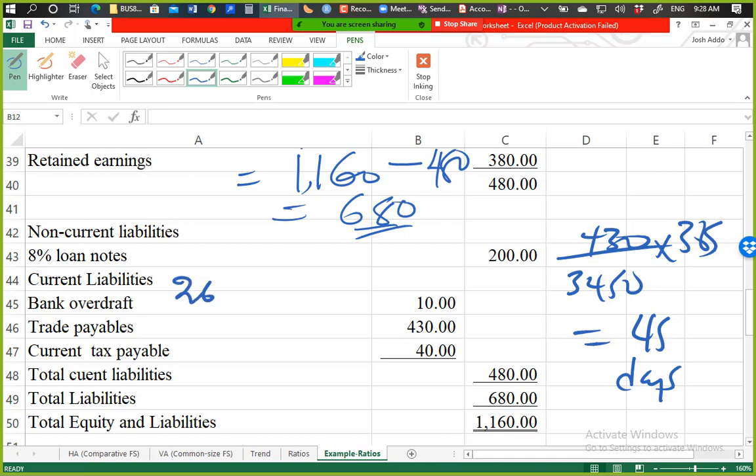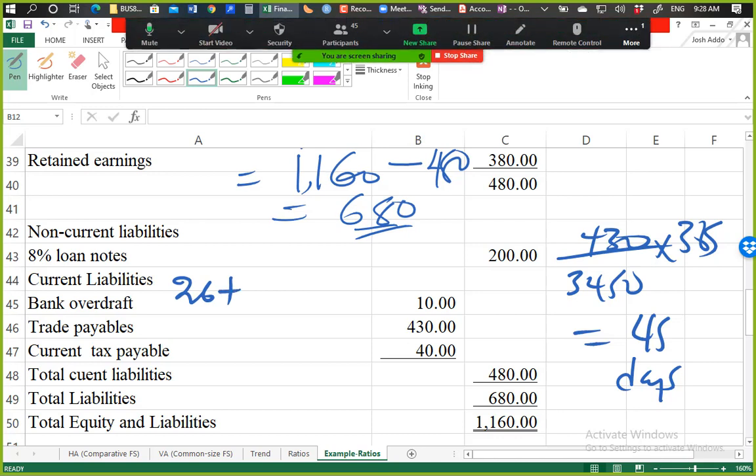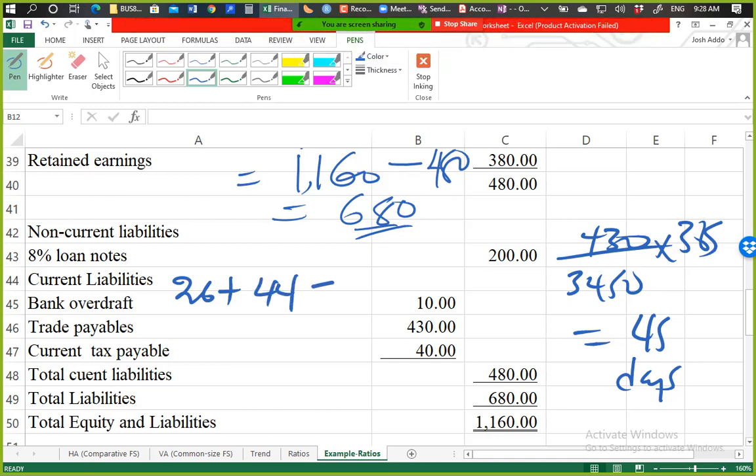26. Good. 26 plus the receivables collection period, 44 days. 44 minus the payables payment period, 45. So this gets us to what? 25 days. Is it 25? Yes, sir. Okay, so the 25 days cycle.